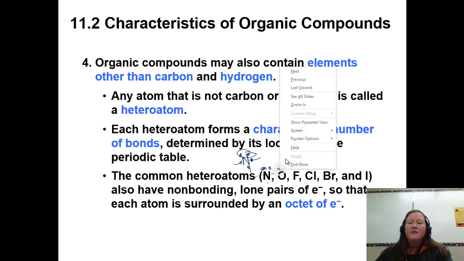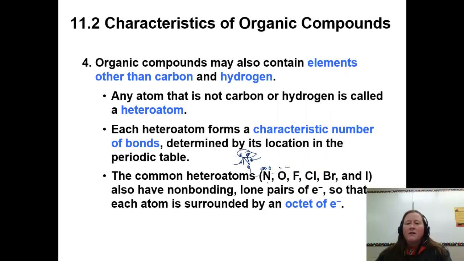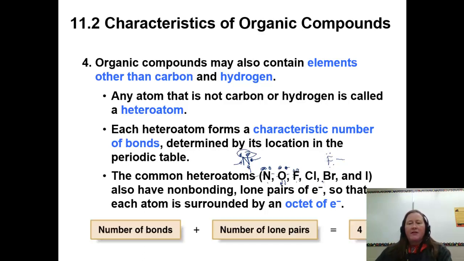Oxygen has 2 lone pairs. And it will often form 2 bonds. Fluorine, chlorine, bromine and iodine all have 3 lone pairs. So I'll draw this here. Fluorine has 7 valence electrons, so it will often bond to one thing. It will have 3 lone pairs. Either way, each of these elements now has 8 electrons around it.